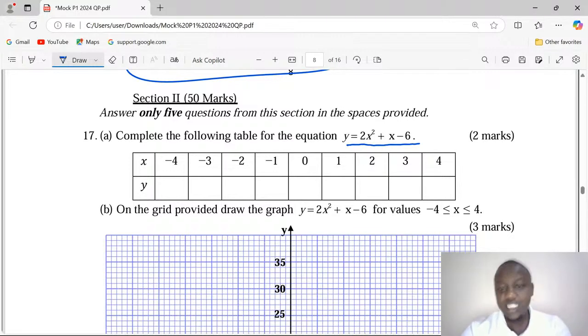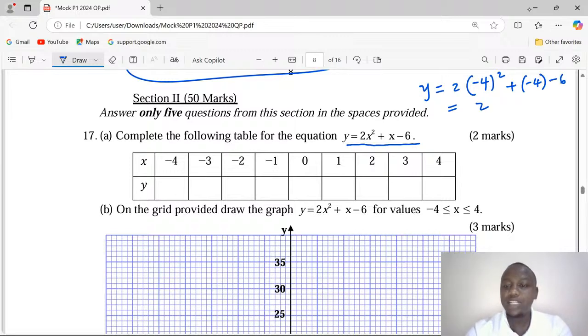At this point, I advise students not to take for granted graphical marks, because these table marks are already given. You just need to say that y is given by 2 multiplied by the value of x, which is negative 4 squared, plus negative 4 minus 6. And this is going to give us exactly 22. So now you write 22.